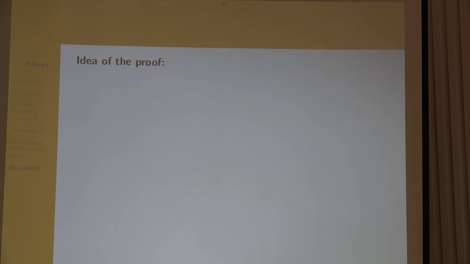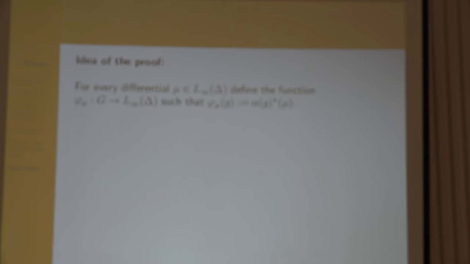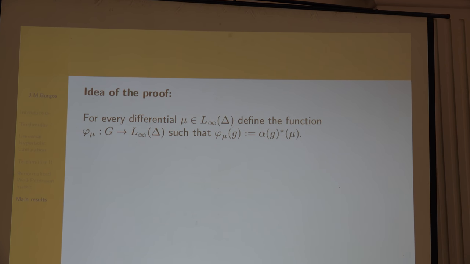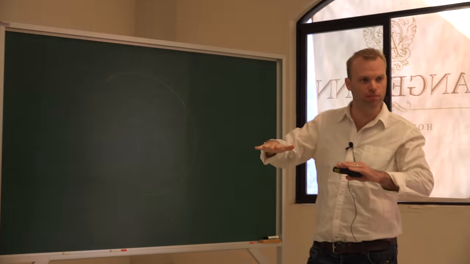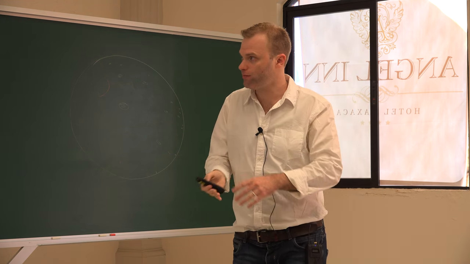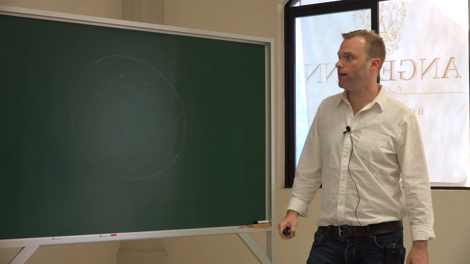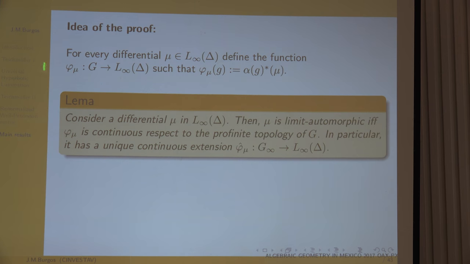Well, the idea of the proof. For every differential, define the function that, at each group element, takes the respective translation by the function representation. Lemma: the differential is limit automorphic if and only if this map just defined continuously extends to the profinite completion. That's a very useful characterization.